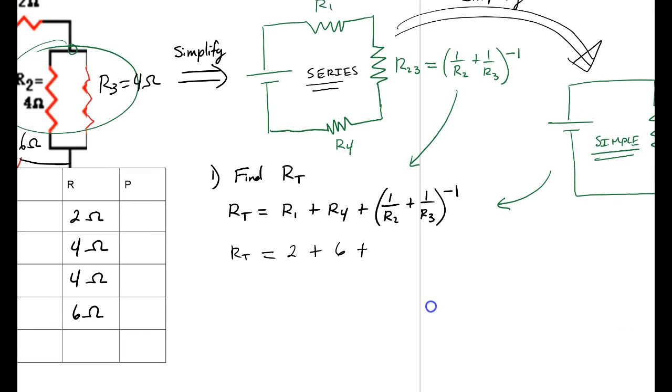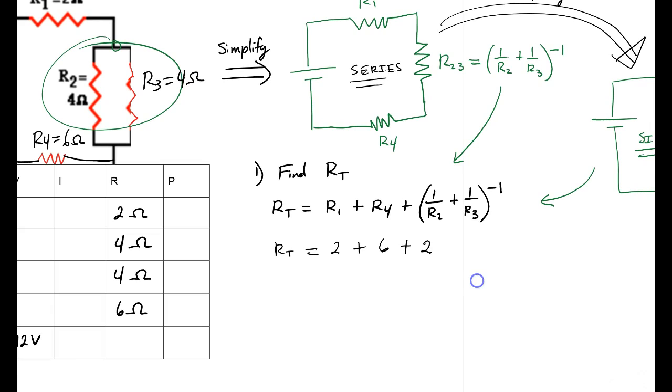And here's a neat trick. Whenever resistors arranged in parallel have the same value, when you add them, they become half of each resistor. Right? You can do 1 over 4 plus 1 over 4, and that becomes 2 over 4. And when you take the inverse, it becomes 4 over 2, or just 2. Shortcut, right? Okay, so now we have a total resistance of 10 ohms.